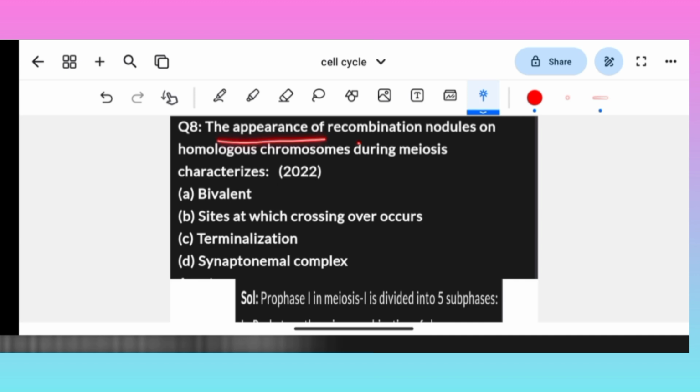The appearance of recombination nodules on homologous chromosomes during meiosis characterizes bivalent, sites at which crossing over occurs, terminalization, synaptonemal complex. Correct option: sites at which crossing over occurs. Option B.